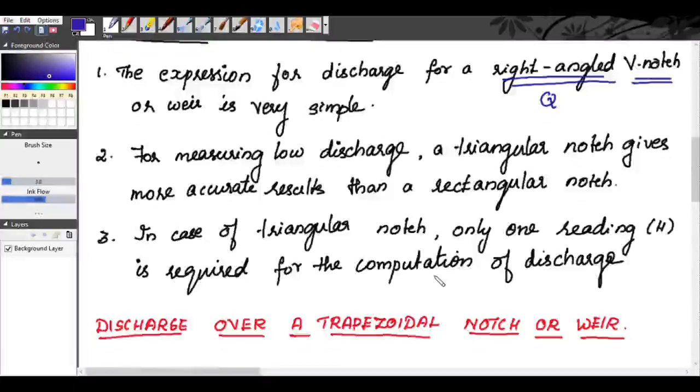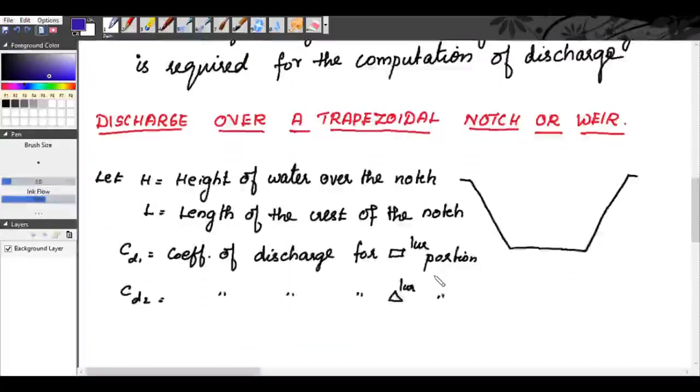Now, what is the formula for discharge over a trapezoidal channel or notch? See, we know, when you take a trapezoidal channel, it is a combination of both rectangle and triangle.